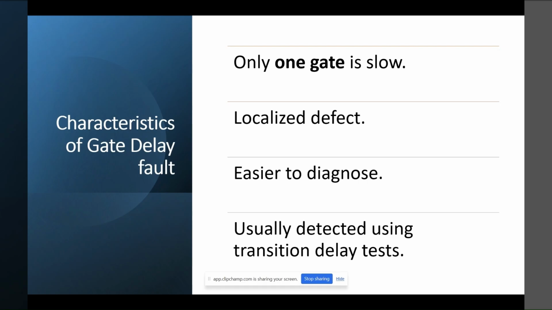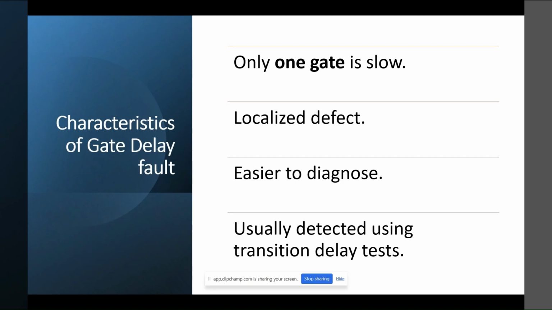For example, if the worst-case gate propagation delay is x units, and the actual delay is x plus del x units, then the gate is said to have a delay fault of size del x. Can you understand? If the propagation delay is 5 seconds and it is taking 6 seconds, then a 1 second delay is happening. That's all. Very simple. x units means the propagation delay, and x plus del x units is the actual delay, so del x is the delay fault.